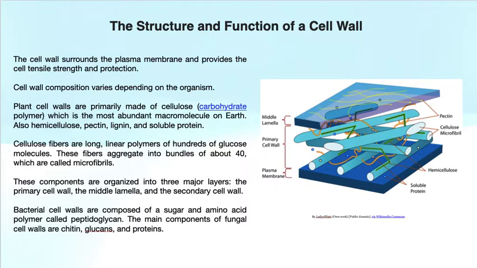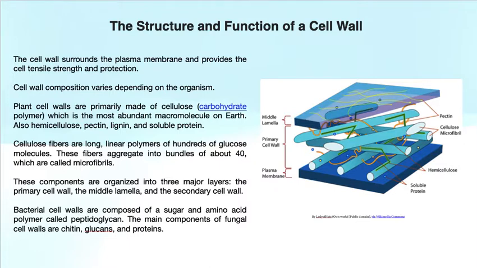The structure and function of a cell wall. The cell wall surrounds a plasma membrane and provides the cell tensile strength and protection. Cell wall composition varies depending on the organism. Plant cell walls are primarily made up of cellulose, a carbohydrate polymer, which is the most abundant macromolecule on earth. Also hemicellulose, pectin, lignin, and soluble protein. Cellulose fibers are long, linear polymers of hundreds of glucose molecules. These fibers aggregate into bundles of about 40, which are called microfibrils. These components are organized into three major layers: the primary cell wall, the middle lamellae, and the secondary cell wall.